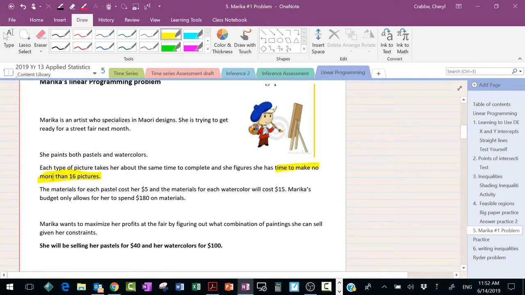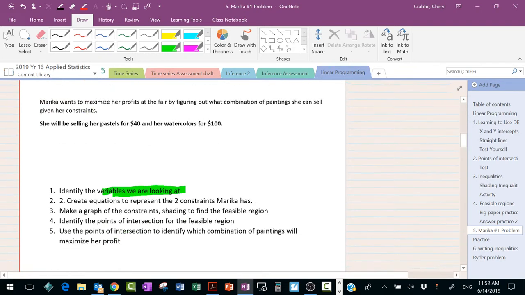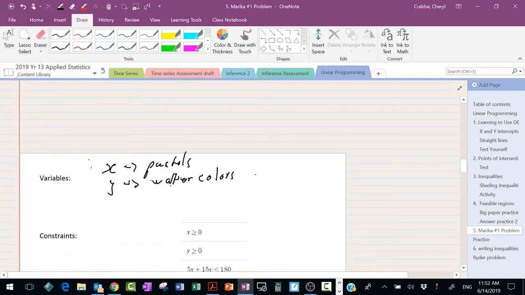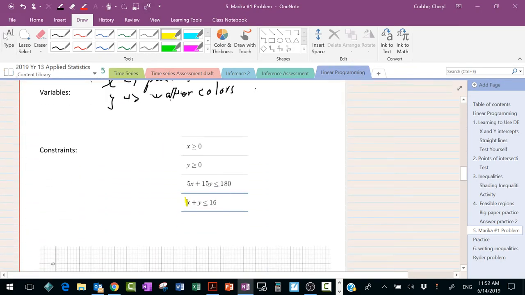Basically, she figures she has time to make no more than 16 pictures. So pastels and watercolors are the pictures that she's going to be painting, and she has time to make no more than 16. So the constraint for that is X plus Y is less than or equal to 16, because the number of pastels plus the number of watercolors cannot exceed 16. Can be 16, can be less than.